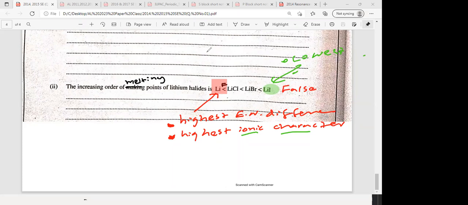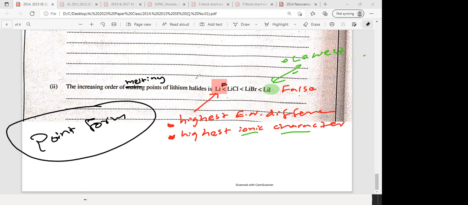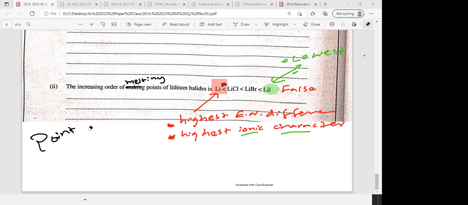Okay, sir, when we write reasons, should we write them as paragraphs or point-wise? Better to write point-wise. Don't ever write a long paragraph in the science paper. If you are doing English literature, history and other subjects, you might write paragraphs, but write point form. It's easy for the marking examiner. For marking papers, they are paid.